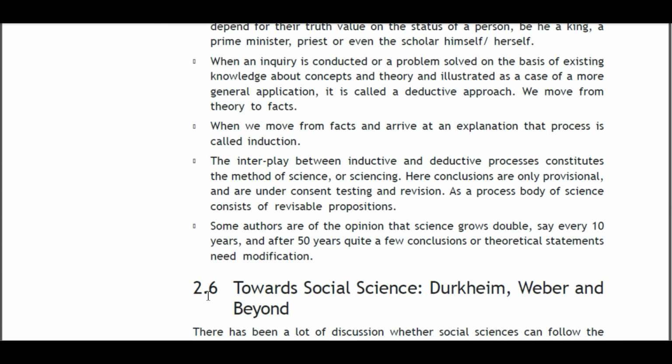The next chapter is 2.6, Towards Social Science: Durkheim, Weber and beyond.